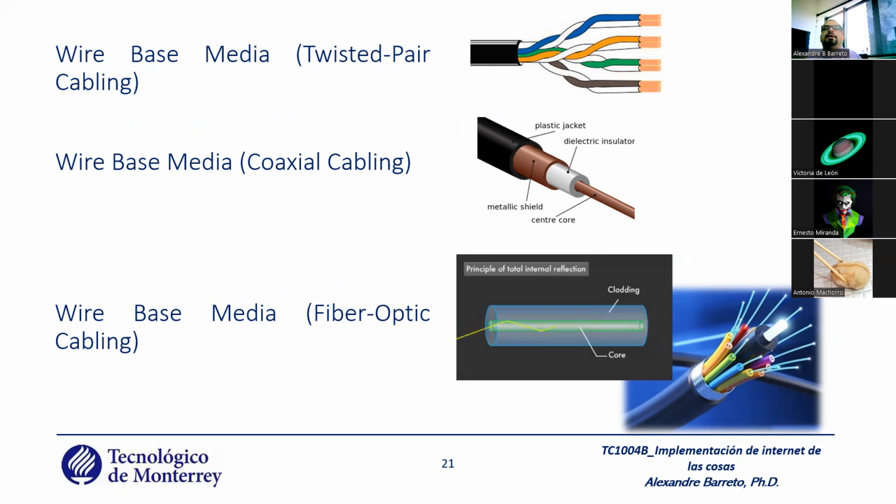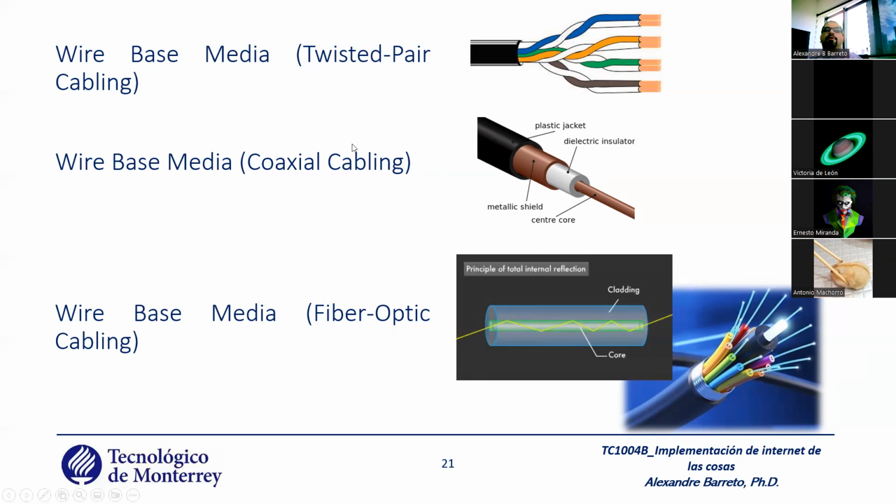The twisted pair defines the level of errors, how many devices you can have in a segment, and the speed. For example, if you use a wire-based medium, such as a Cat 5 cable, you can achieve, for example, gigabit Ethernet transmissions.